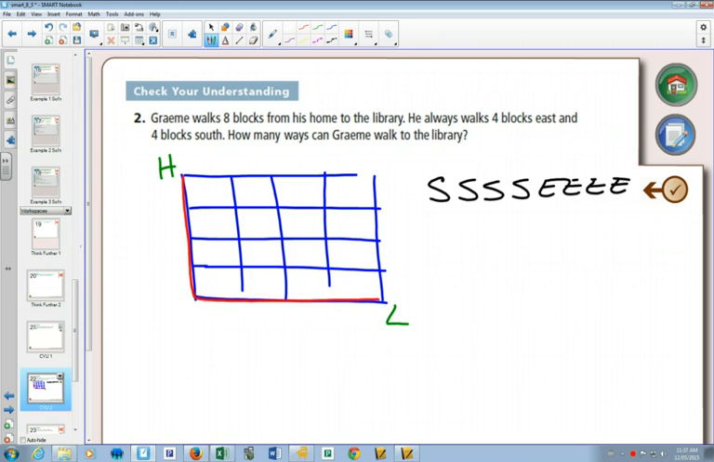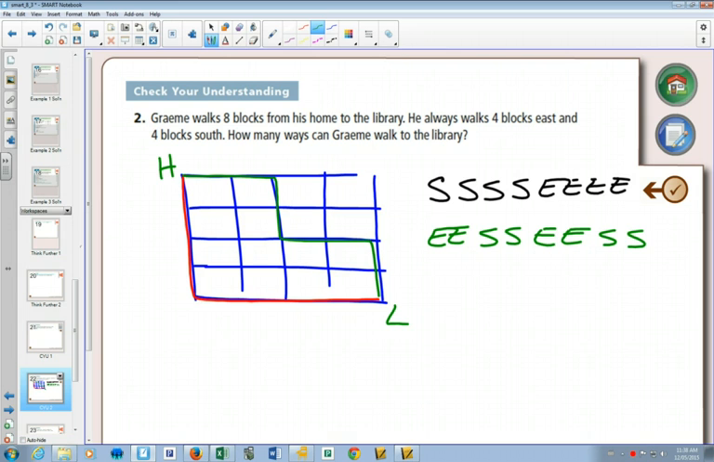Now that's not the only way to go, because I could draw a different one in a different color. He could go like this, this, this, and this. And if I write out that second one, it is east, east, then south, south, then east, east, then south, south.